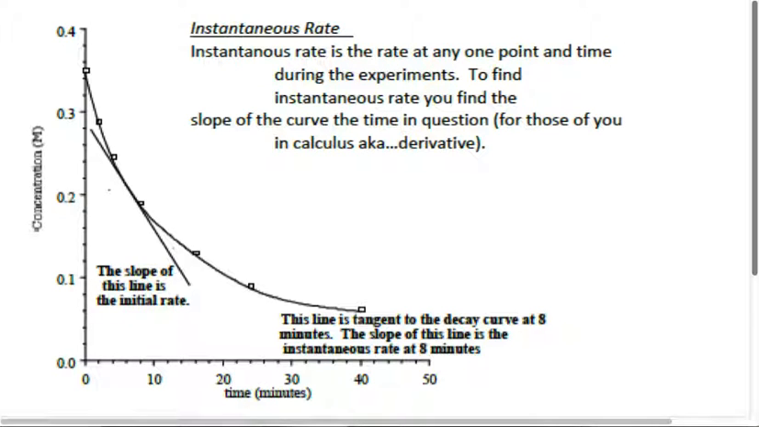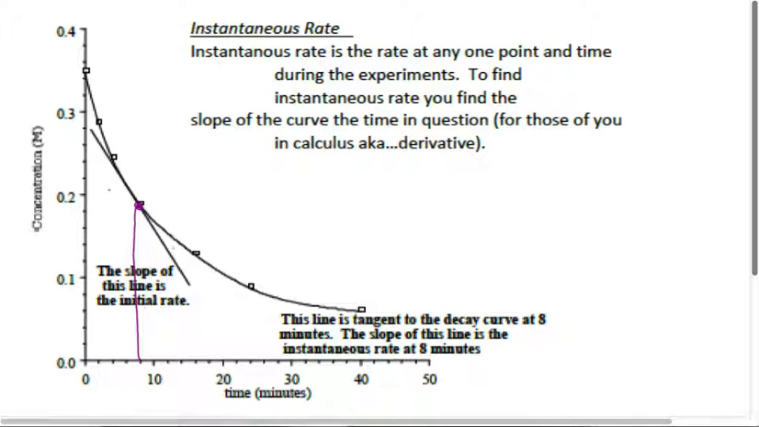This is called finding the instantaneous rate. So as I start a reaction, I have a high concentration of reactants, and then as the reaction progresses, we all agree the reactant concentration drops, right? So it creates a curve that looks like this. So as the reaction progresses, concentration of reactants decreases. If I wanted to know the actual rate of the reaction at a certain time, I would find the instantaneous rate. So let's say I wanted to find at, looks like 8 minutes. 8 minutes, what is the rate at that point?